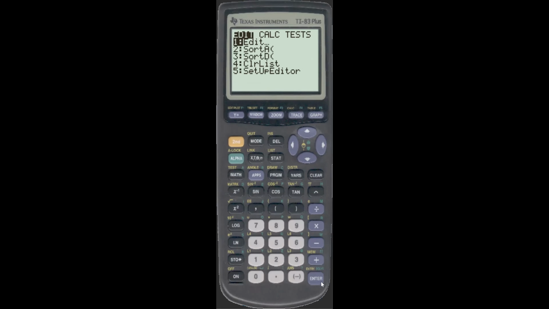Stat, edit. If you need to clear a list, you go up to L1, hit clear, hit enter, and everything gets cleared out. Okay. 5.5, 4.5, 3.5, 8, 7, 5, 6, 4, 3. And hopefully you entered everything correctly. Second, quit, stat, calc, one variable stats using L1.